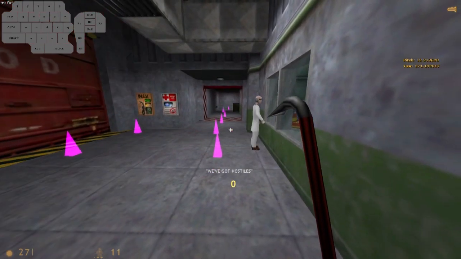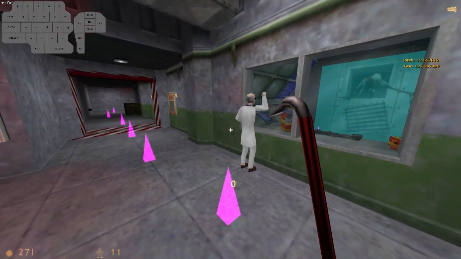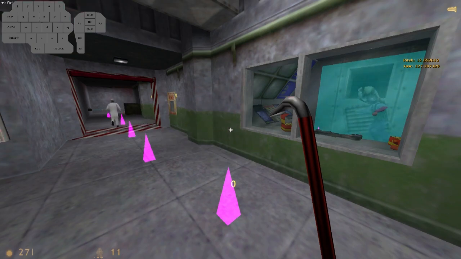For God's sake, open the silo doors! They're coming for us! It's our only way out! Oh my God, we're doomed!